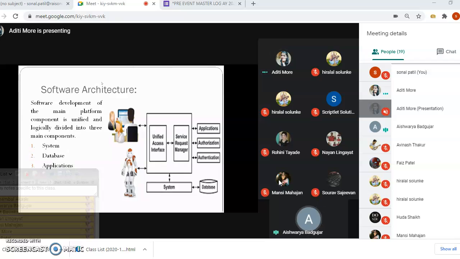Software architecture. Software development of the main platform component is logically divided into three main components. First, system. Second, database. And third, applications. System refers to core classes, configuration, and service libraries that are the skeleton and a container for the various applications. Database refers to both logical and centralized storage for the information of capillary networks and the DHM respectively. Applications refers to the modules that handle physical-object-related functionalities, including human objects. Next slide.